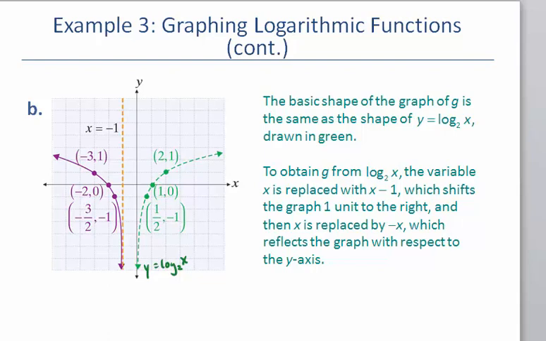So let's take it a point at a time. 1 unit to the right, this 2, 1 is going to go right here, and then it's going to flip over here. And this 0, 1 is going to move 1 to the right, and then it's going to flip over the y-axis here. And this 1/2, negative 1 is going to move 1 unit over, so here, and then it's going to flip over here. And again, we connect those 3 dots and we form the purple graph that we were asked to draw.